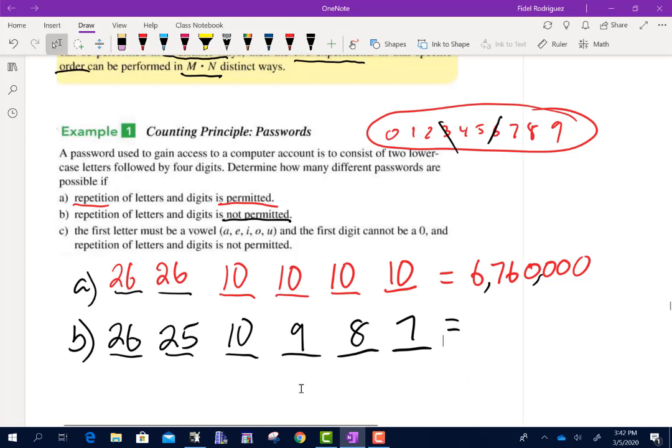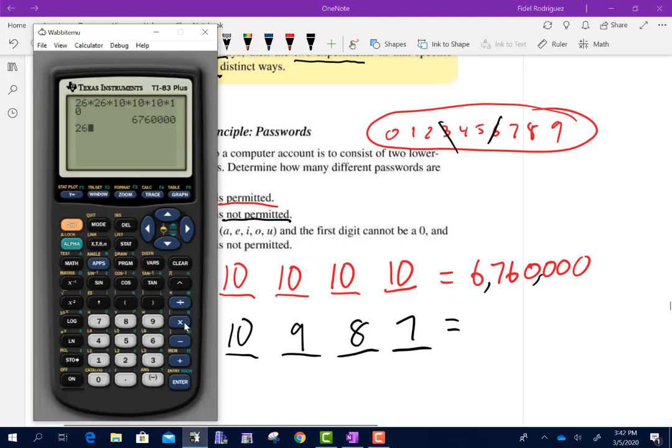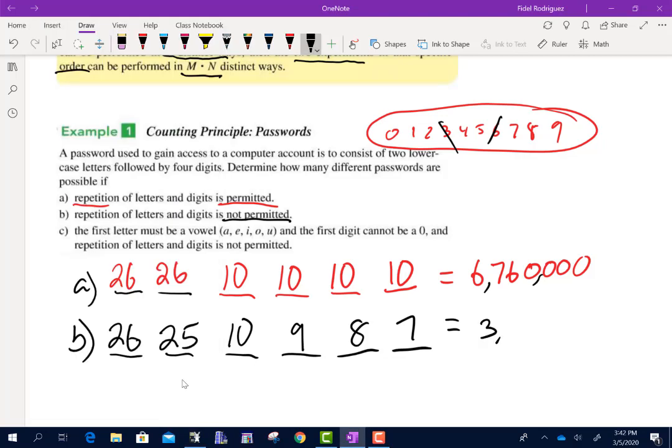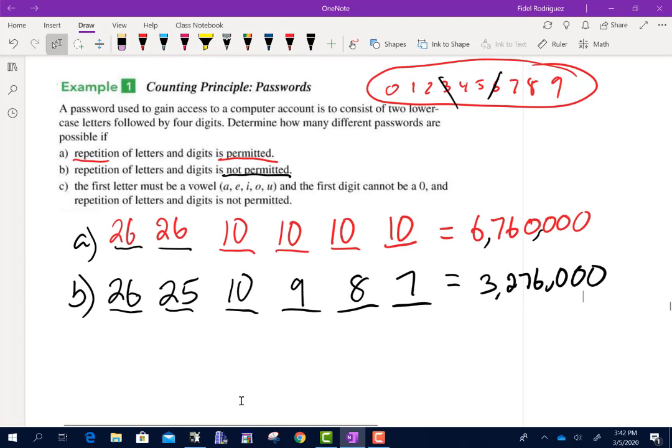So let's go ahead and multiply these numbers out. So 26 times 25 times 10 times 9 times 8 times 7. And that's giving me 3,276,000, right? Okay. And then part C says, let's see, the first letter must be a vowel, A-E-I-O-U, and the first digit cannot be a 0, and repetition is not permitted.